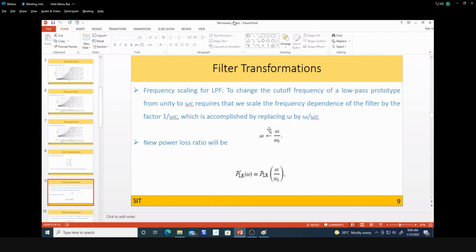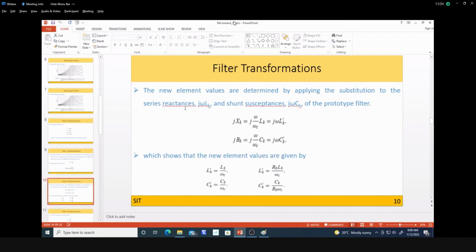So now after that, the new power loss ratio will be, so earlier whatever normalized power loss ratio we got when we took the cutoff frequency as 1 radians per second, the new power loss ratio will be the old power loss ratio into omega by omega c. Okay. So that is what we're going to get in the frequency scale. So now we need to find out the new element values. So either the capacitive reactance or the inductive reactance or susceptance, based on whether it is a series inductor or series capacitor or shunt inductor, shunt capacitor, based on the configuration, we have to do the filter transformation. Okay.